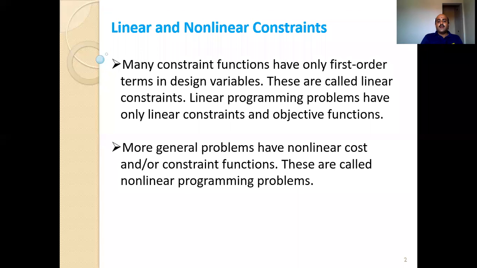In a similar way, for non-linear constraints, the relationship between the constraints and the design variables is higher than the first order. It may be second order or third order. Such type of constraints we call non-linear constraints. So the differentiation between linear and non-linear is based upon the relationship existing between the constraint function and the design variables.